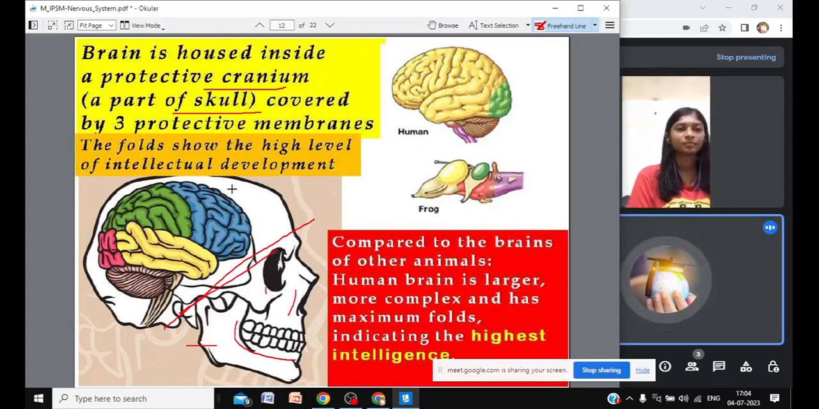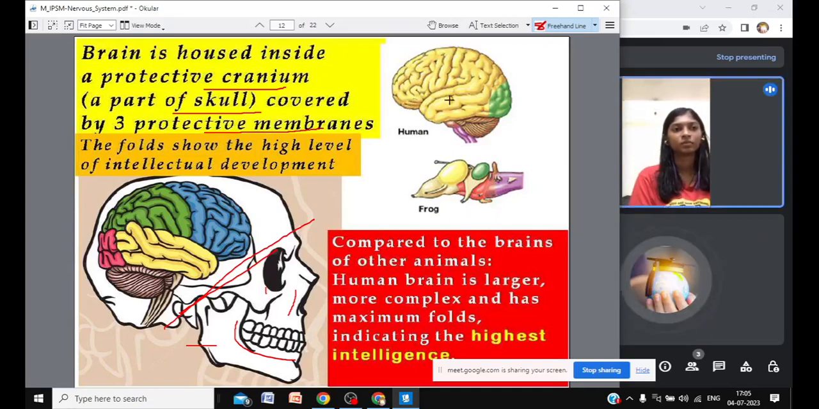So the brain is housed inside the cranium. That means it is protected. In addition to the bones of the cranium, we have three protective membranes. The names are not important. They are called meninges actually.